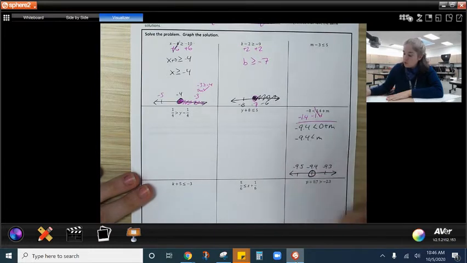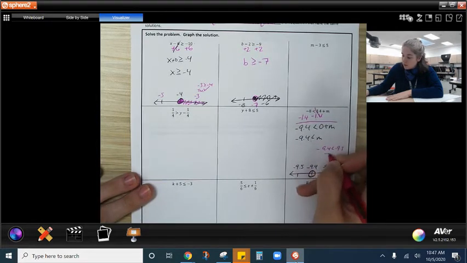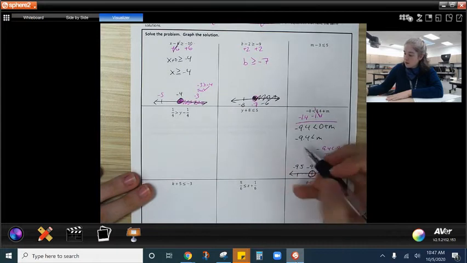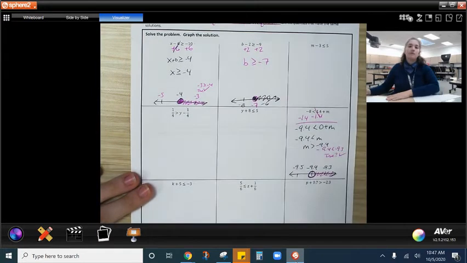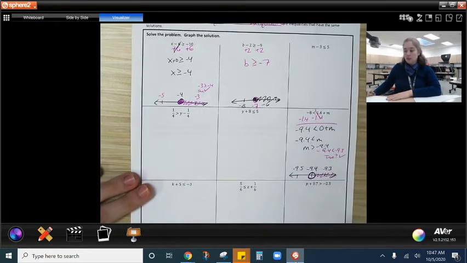And then we have to decide which way to shade. So if I plug in 9.3, is negative 9.4 less than negative 9.3? Is that true? Yes. So this is the direction we want to shade. For those of you who like writing the variable first, we have m is greater than negative 9.4. Either way it works, right? But you can see that it's pointing in that direction.